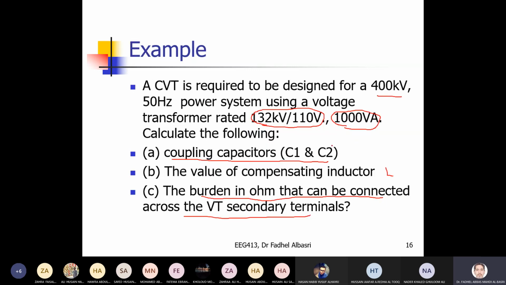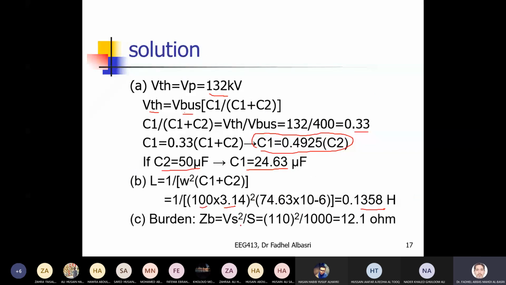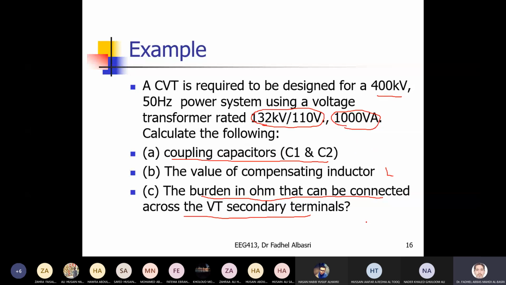And the burden, because I know this is the maximum power of the transformer, so this is your maximum burden that should not exceed, okay? And the voltage is known to be 110. We know that V square over S gives you the impedance. So V square line to line over S gives you the burden, which is 12.1. So the burden should not exceed this.